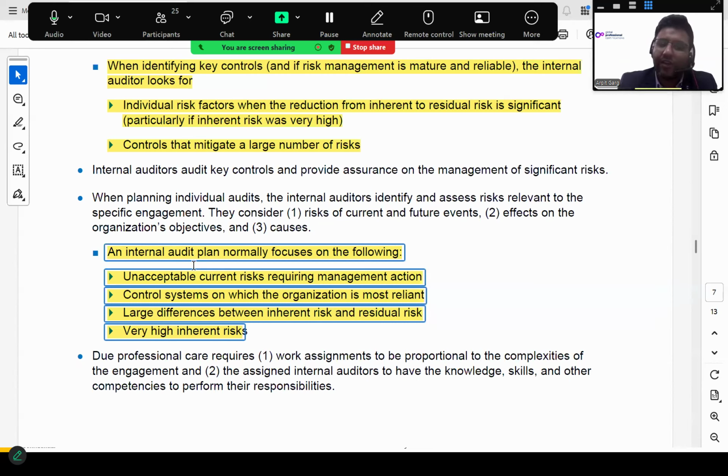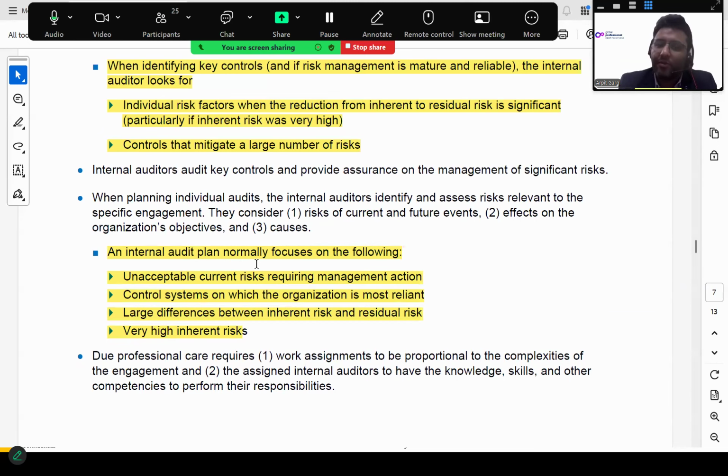So people, I think this is very self-explanatory, but very, very important for the exam. So you need to remember an internal audit plan normally focuses on what? Unacceptable current risk, which requires immediate management action. If that is there, you need to put that in the plan.